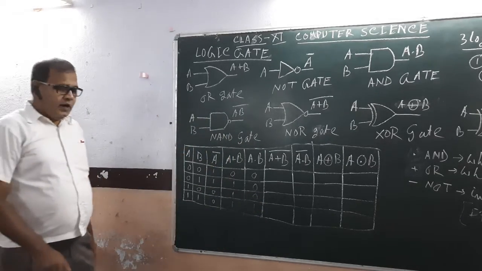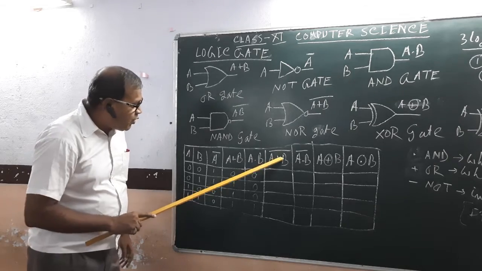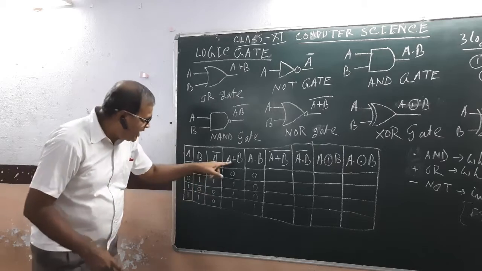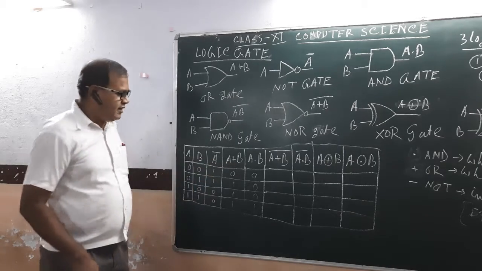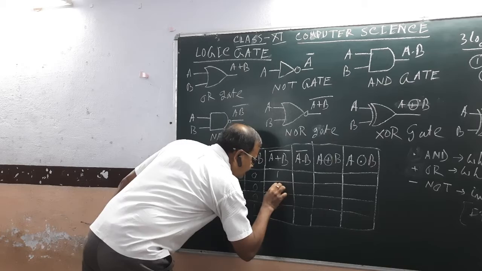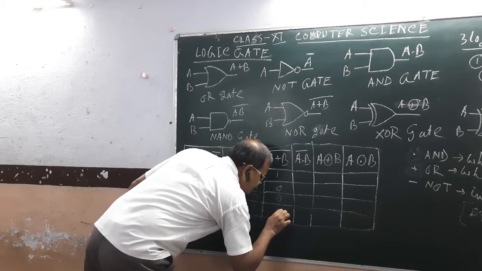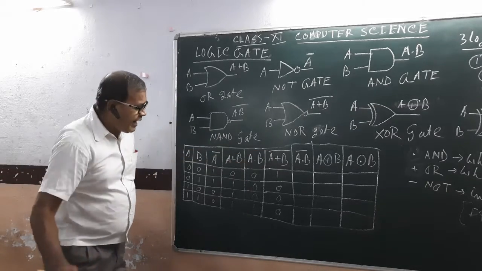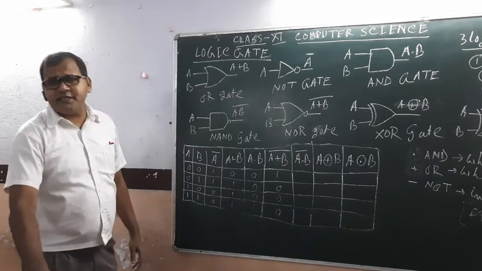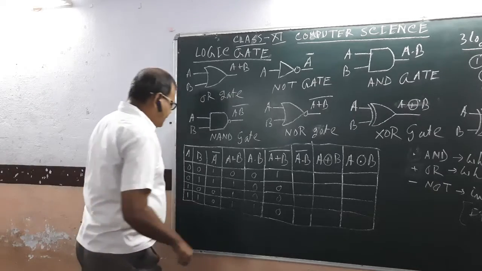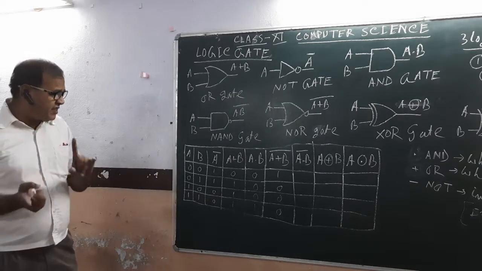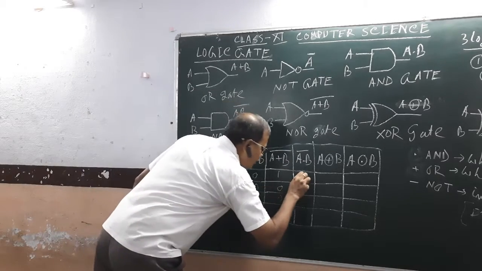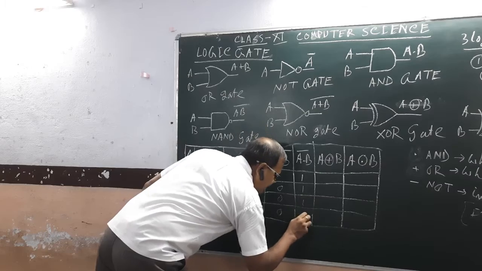Clear? Now (A plus B) whole bar, that means NOR gate, that means not OR, it is just the inverse of the OR gate. So it will be 1, 0, 0 and 0. Clear? And next, (A dot B) whole bar, that means it is the NAND gate. What is the NAND gate? It is just the inverse of AND. It is the AND gate, just inverse. 1, 1, 1, 0.